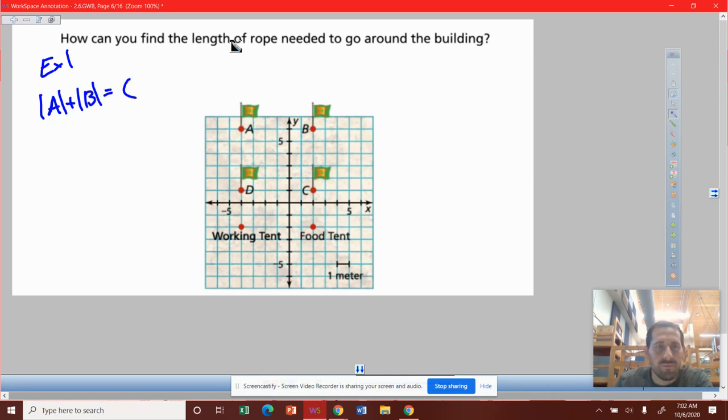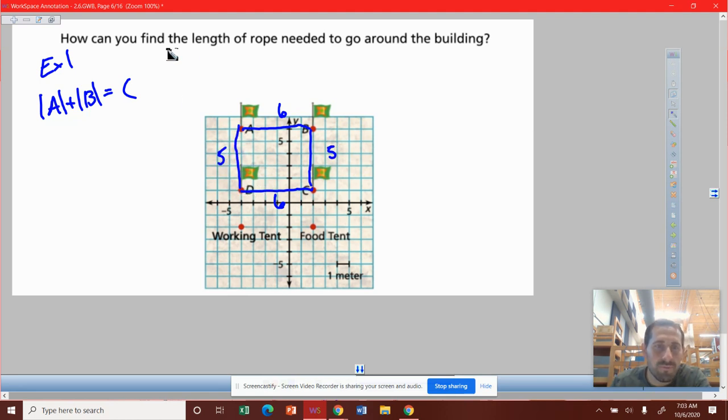So what we're asked to do is how can we find the length of rope needed to go around the building? The building's going to go around A, B, C, D, and then back to A. So I think you all could do this like at the 2.5 level and just kind of count. Like here's A and go 1, 2, 3, 4, 5, 6. It was 6 to get from A to B. And then I bet you would understand that from D to C, that's also 6. Then we can count 1, 2, 3, 4, 5. It's 5 to get to D or B to C, which means it's 5 to get to D to A.